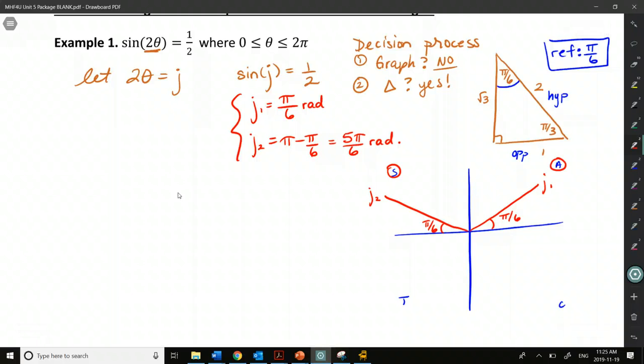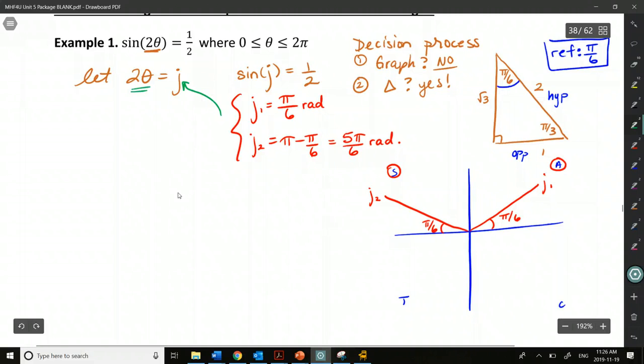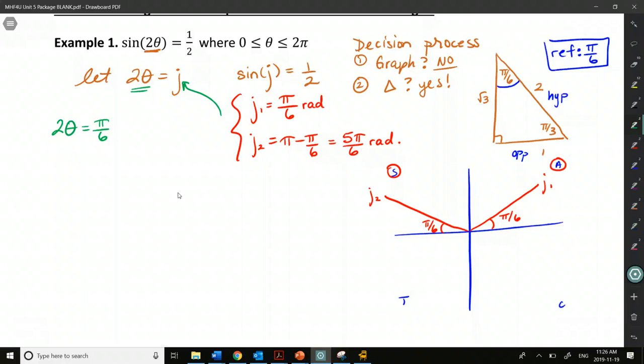Okay, now these are not my answers. These are going to help me get my answer, but they're not my answers. I'm looking for theta. And we used a let statement. So we know whenever we use a let statement, we did this in logarithms as well, we must plug back into that let statement and actually make sure that we're solving for what we're supposed to solve for, right? So I'm going to plug my j's back in here. I'm going to have to do that twice, and I want to solve for theta. Okay, so if 2 theta equals pi over 6, J1, I divide out 2, and that's going to give me pi over 12.